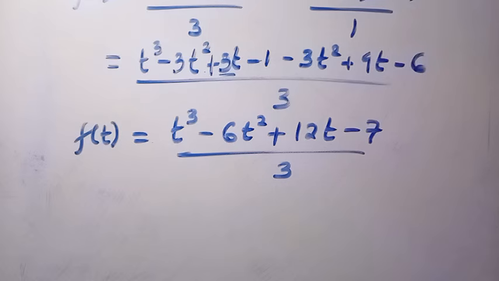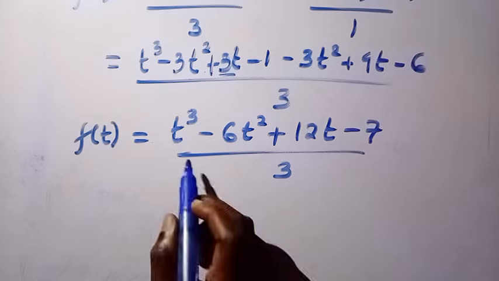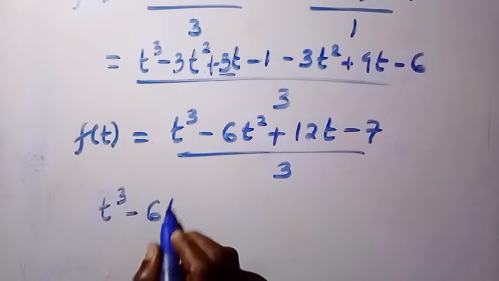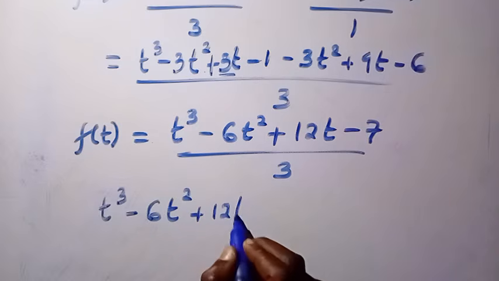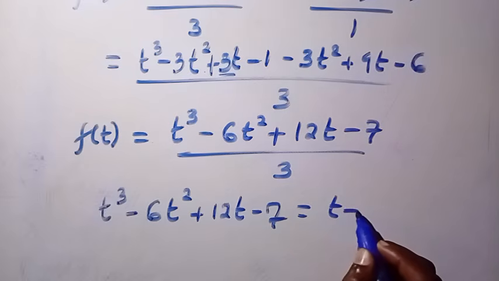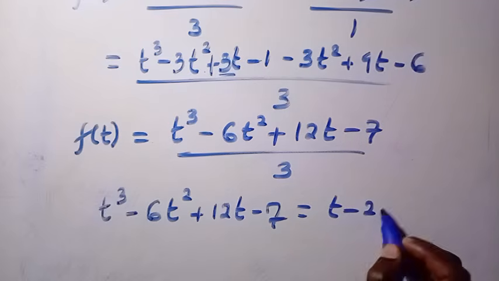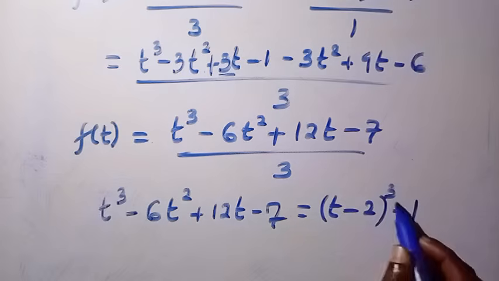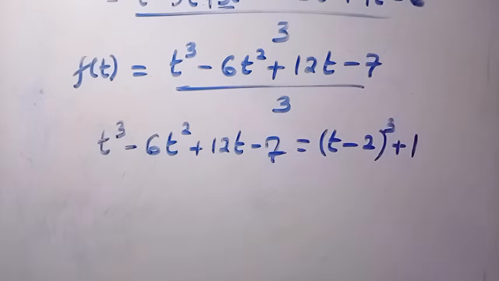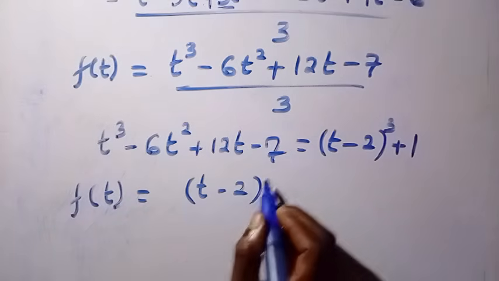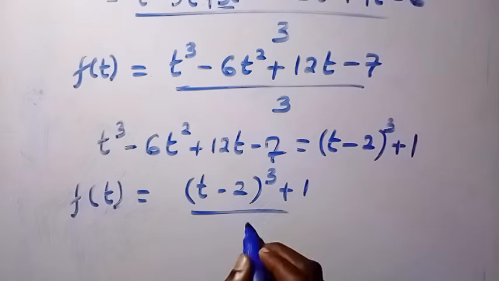Then before I proceed, I want to look at a particular pattern. Look at the numerator. We have t raised to power 3 minus 6t squared plus 12t minus 7. This is the same thing as t minus 2 raised to power of 3, then plus 1. You can pause this video at this point and try to expand this. We get the whole of this. So if I replace it, we have f of t equals t minus 2 raised to power 3 plus 1, all divided by 3.